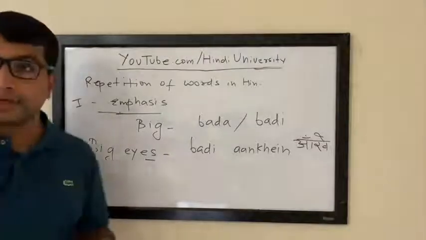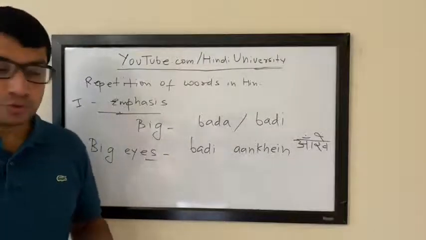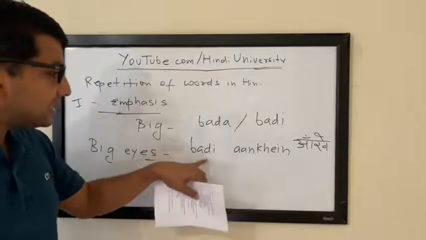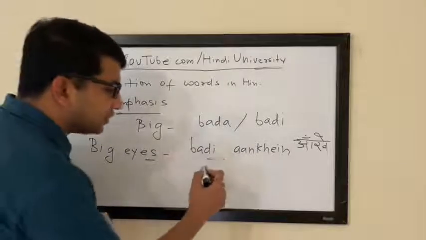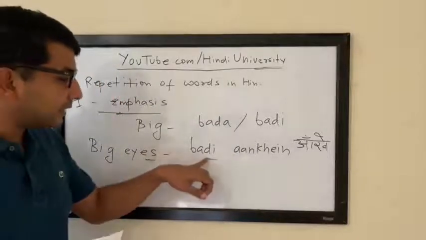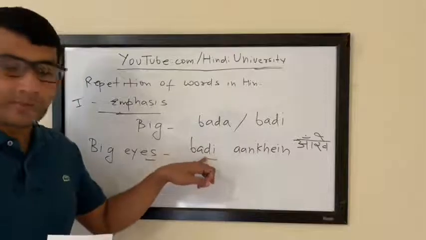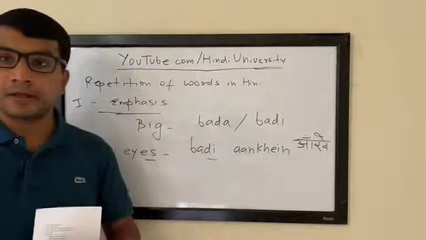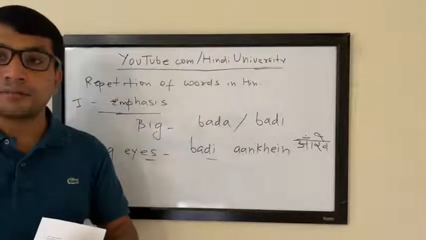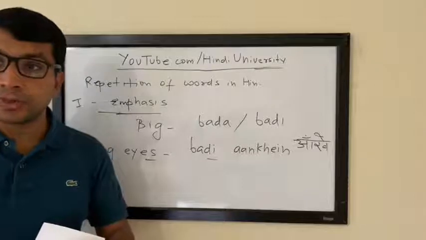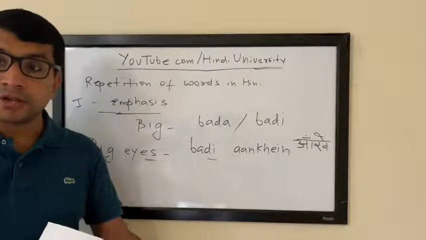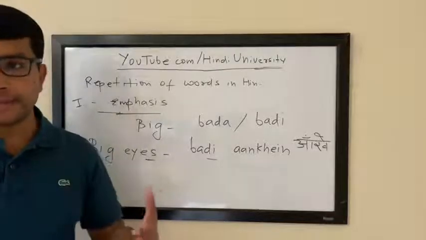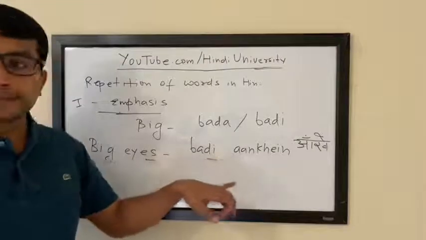Aankh, one eye is aankh. Two, a pair of eyes, is aankhein. Okay, plural. And the way it works in Hindi, the adjectives, as most of you know, get inflected as well. So based on what you're talking about, if it is a boy, you will say big boy, bada ladka. If it is boys, bada becomes bade ladke. Why? Because you're talking about many boys. That's why bada becomes bade.